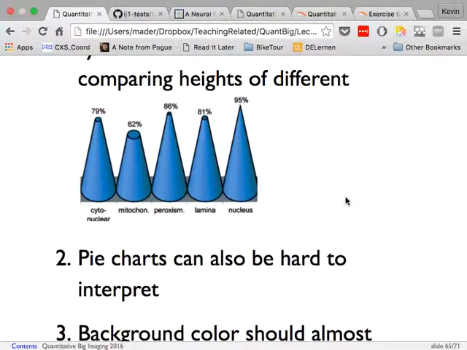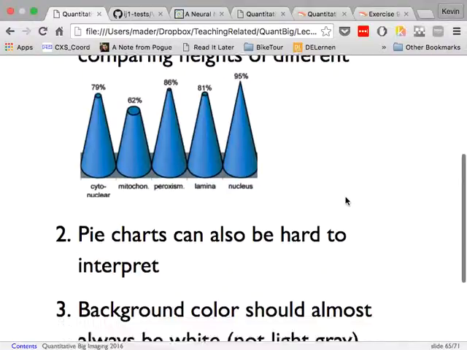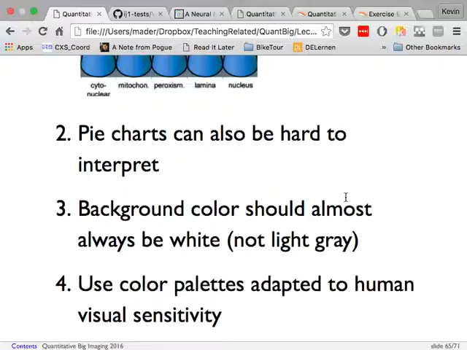Pie charts can also be quite difficult to interpret well, and so typically it's best to avoid them. And background colors should almost always be white. When you have gray or these other colors in the background, it can be very difficult to make out the lines, and if you pretend ink is expensive, then this is a pretty clear follow-up from that rule.